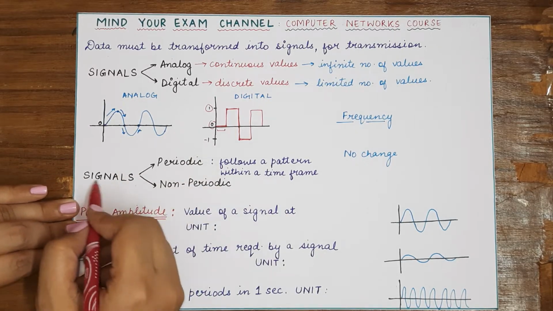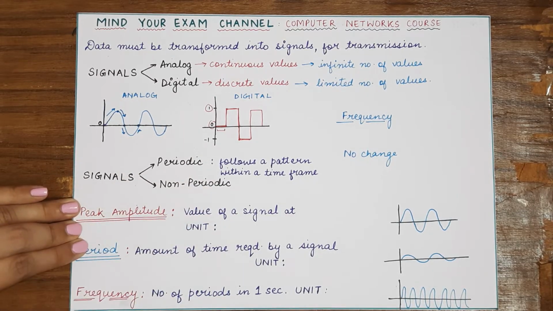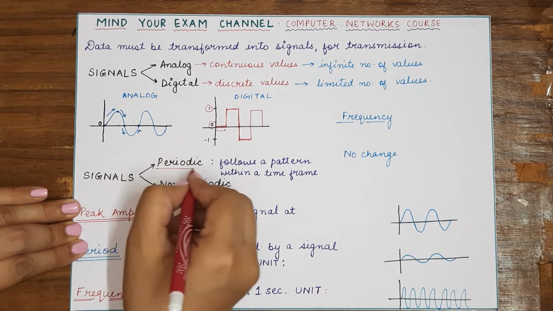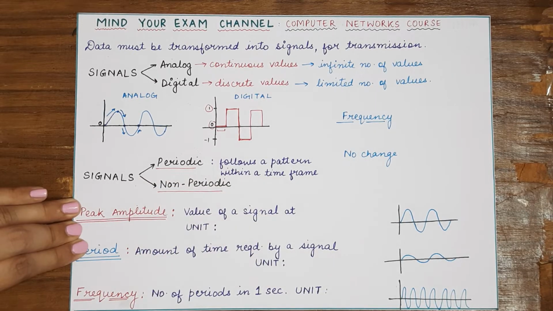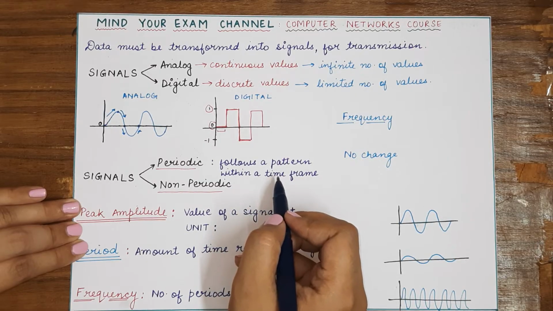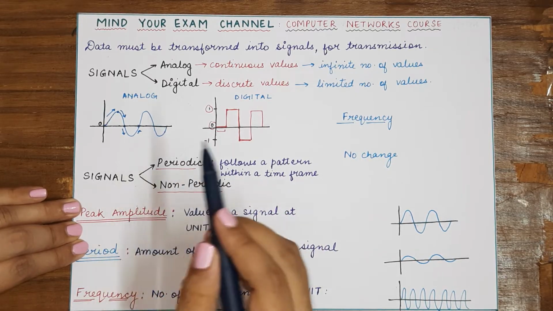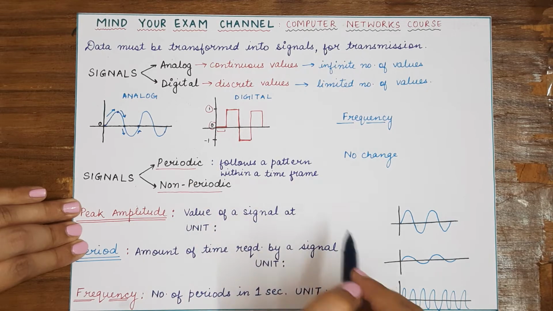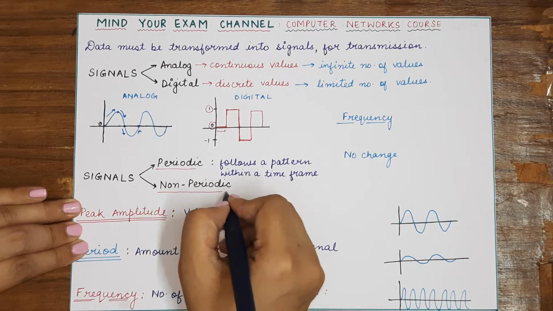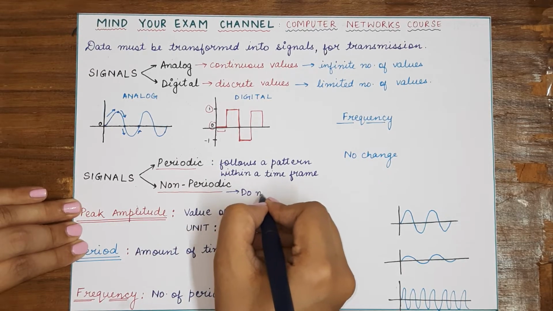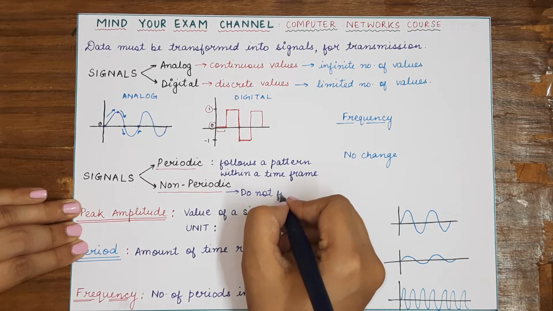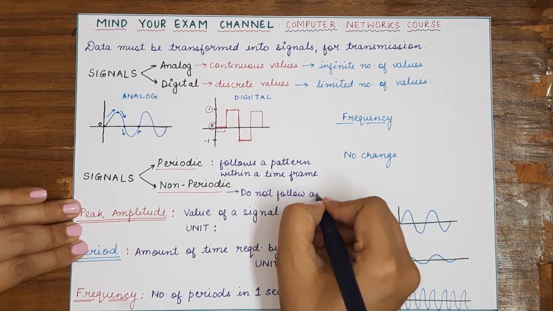Now signals can also be classified in another way: periodic signals or non-periodic signals. Periodic signals are those which follow a pattern within a given amount of time. They follow the pattern and repeat that pattern every time. Whereas non-periodic signals do not follow any pattern; their pattern cannot be predicted.